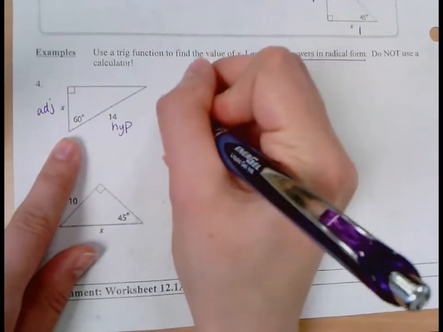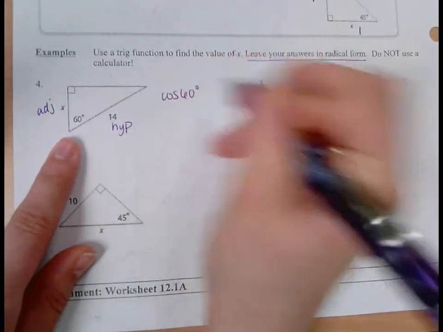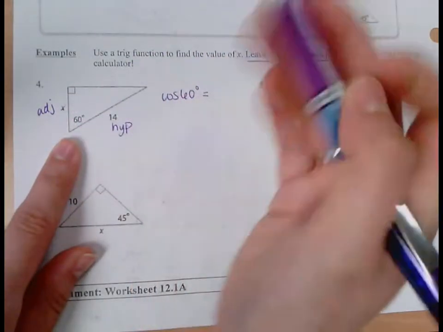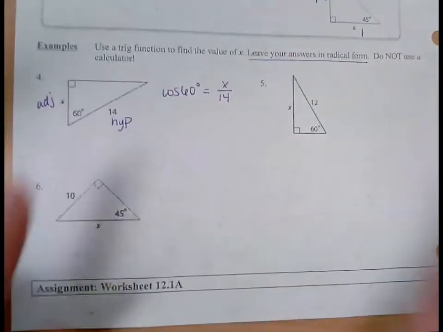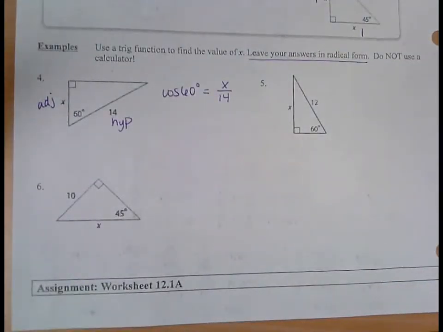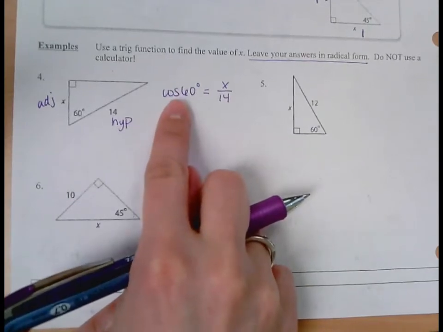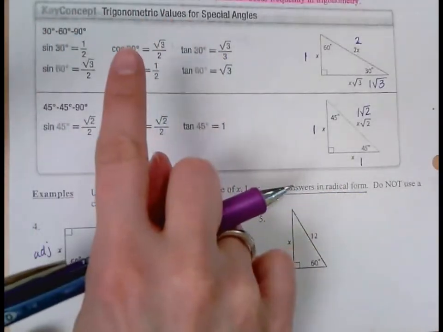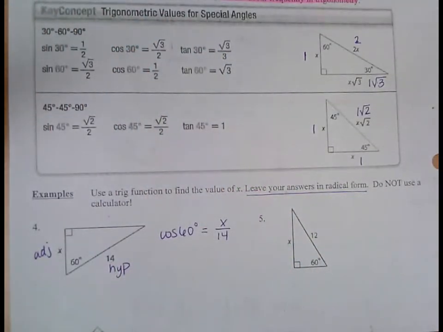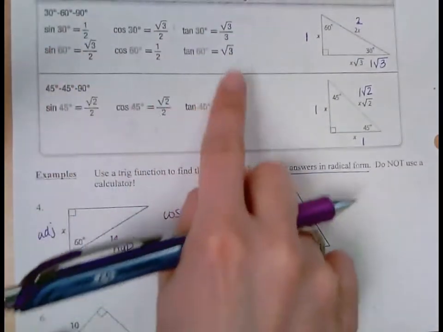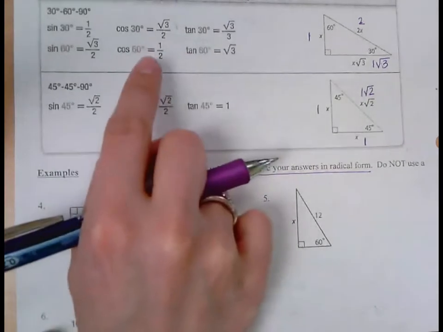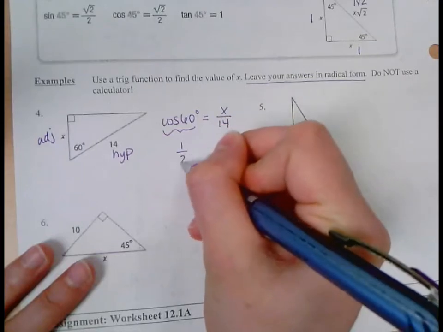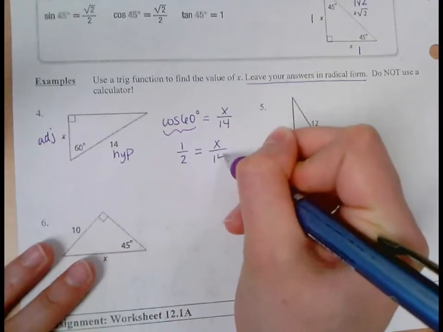Cosine. So I would set this up as cosine of 60 degrees, cosine of my angle, is equal to the adjacent over the hypotenuse, so x over 14. And then I would solve this for x. Now, I do not want you to type this in a calculator. I know that you could, but because some of our trig ratios involve square roots, I want you to leave it in exact radical form. So I would reference this up here. The cosine of 60 degrees is 1/2. So in place of cosine of 60, I know that value is 1/2. So 1/2 is equal to x over 14.